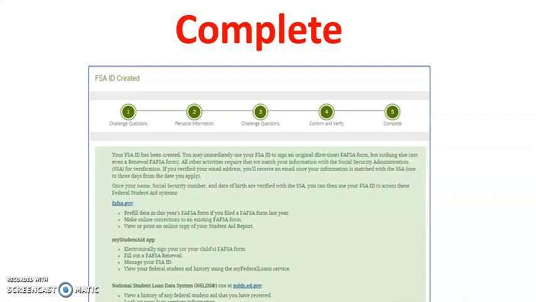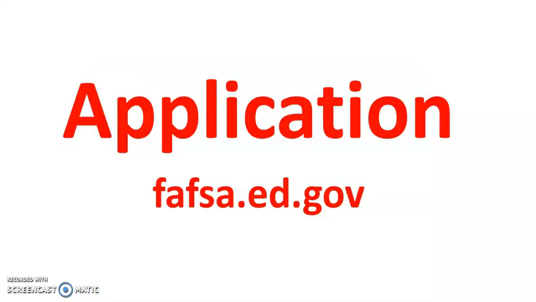The FSA ID, you can do it anytime. We just recommend doing it at least 2 days before you want to do the FAFSA, so that way the Social Security office has time to confirm your Social Security number. But otherwise, you can finish it whenever, which is different than the actual FAFSA application. As mentioned earlier, the actual application doesn't open until October 1 of every year.